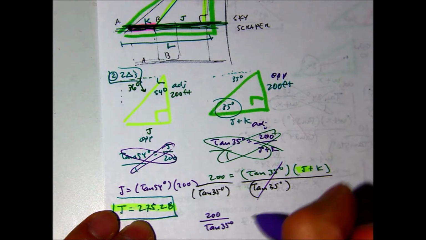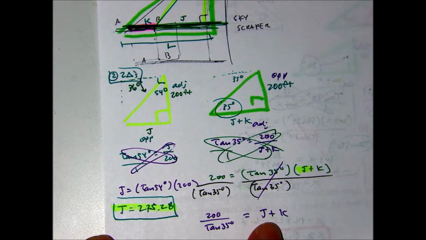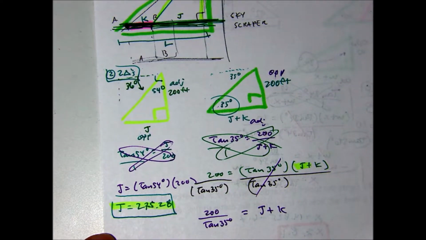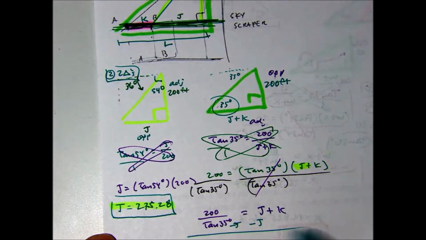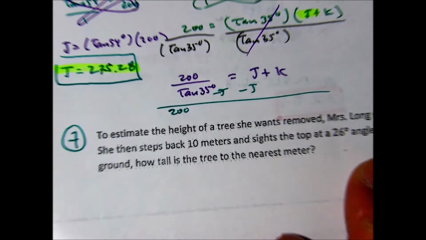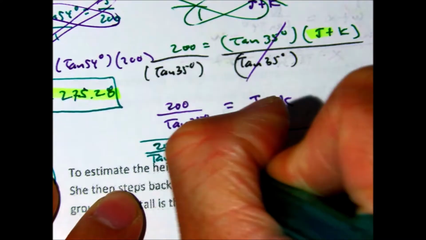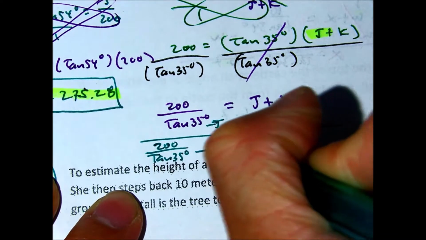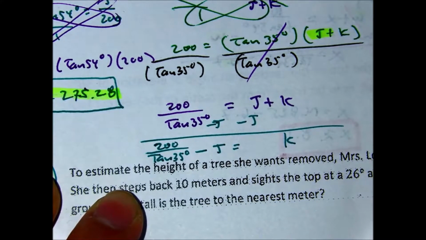And then now I have just j plus k. And I'm trying to solve for k, which means I can just subtract j from both sides. So my calculator-ready equation is 200 over tangent of 35, which you can get some numbers. We will do it together. And then you subtract j, and you get your answer of k. So k will be approximately something.